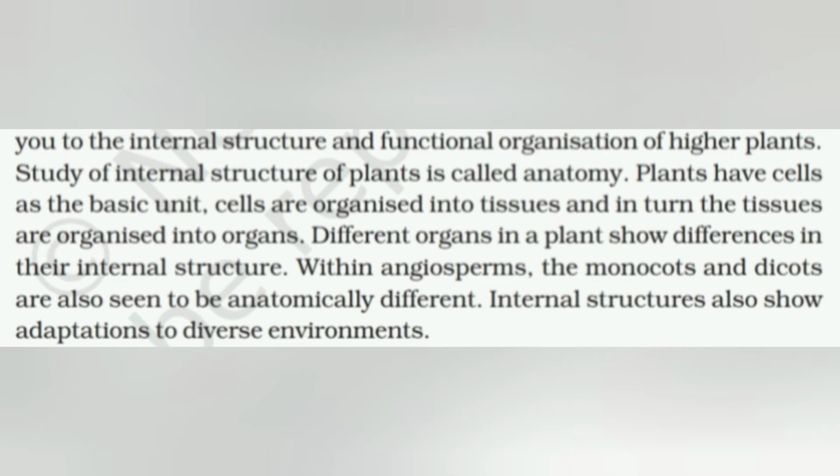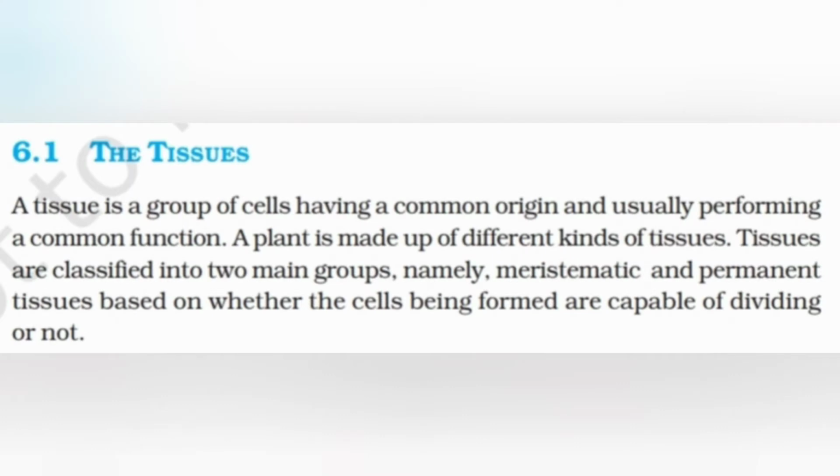Please underline the definition. Plants have cells as the basic unit. Cells are organized into tissues, and in turn the tissues are organized into organs. Different organs in the plant show differences in their internal structure. Within angiosperms, the monocot and dicot are seen to be anatomically different. Internal structures also show adaptations towards diverse environments. Let us start with the tissues.